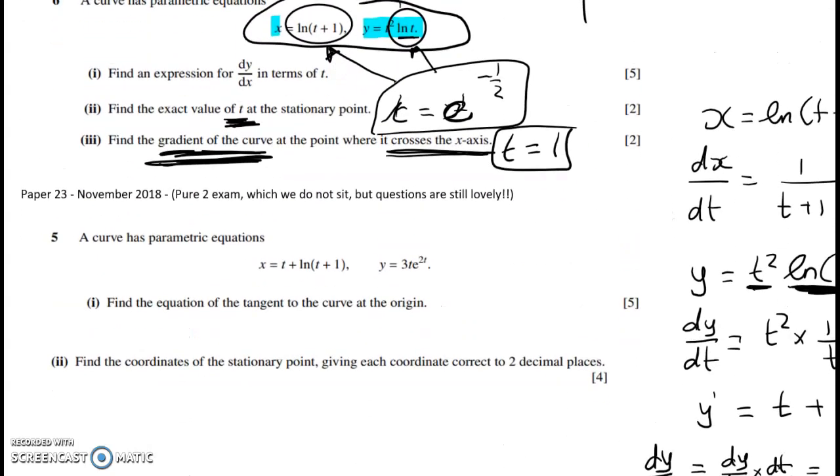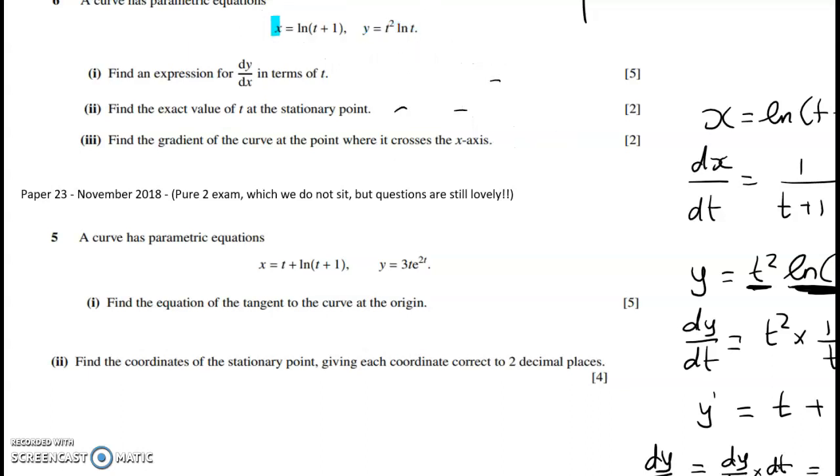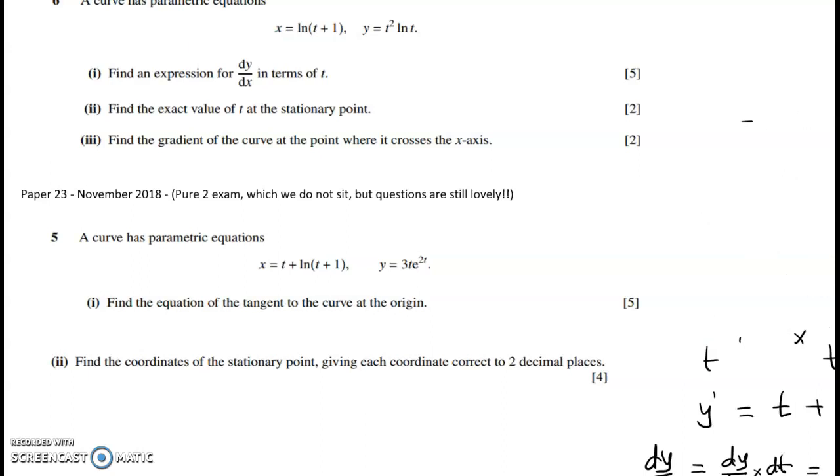Right, this one is kind of similar. It's got natural logs and it's got exponentials. So I've partly picked these two questions to give you heaps of practice with that, because we've just been doing lots of work with trig. We need to do these ones as well. We're asked to find the equation of the tangent to the curve at the origin.